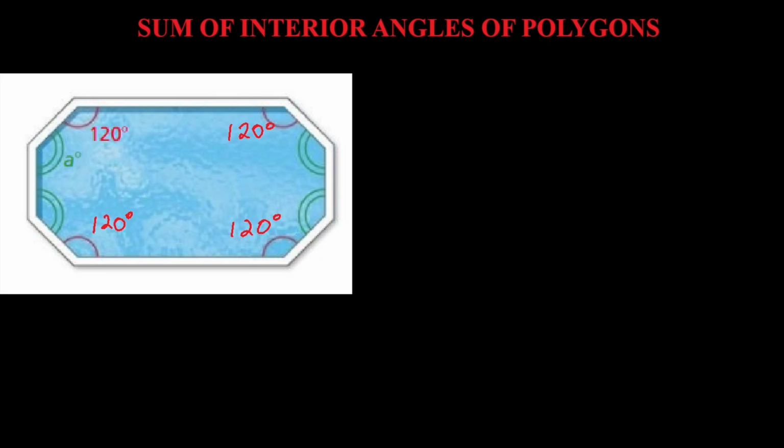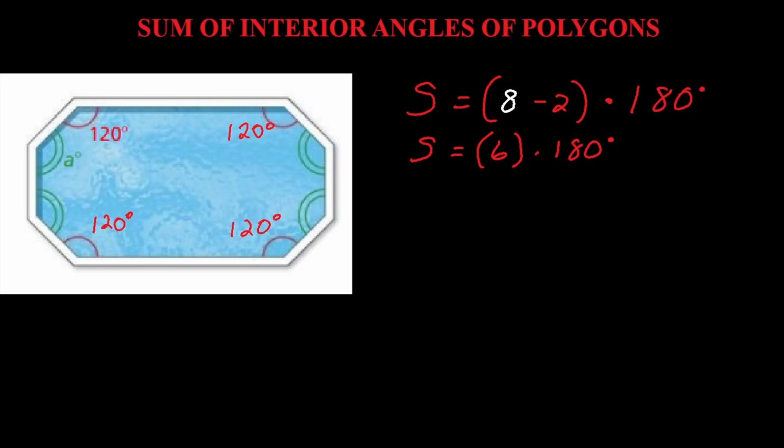So we start off with the formula for the sum of the angles inside the polygon. And then instead of n, we substitute an 8 because it's an 8-sided figure. Then we simplify inside the parentheses. Then we find that the sum of the angles inside is 1080 degrees.